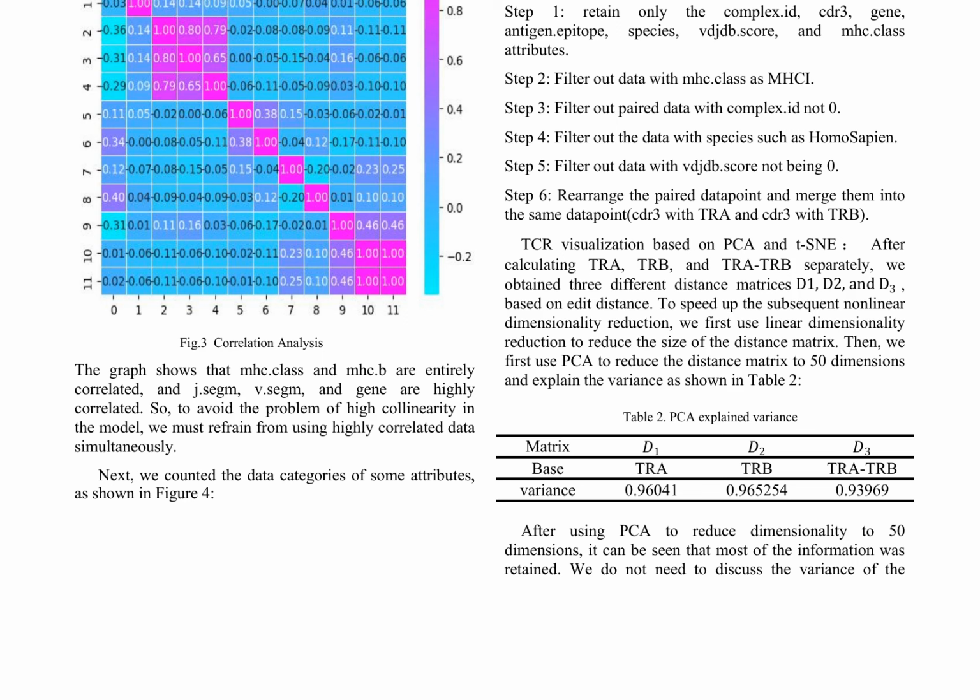Based on this analysis, the pre-processing steps outlined include retaining specific attributes, filtering out data based on MHC, class, species, VDJdb score, and rearranging paired data points into the same data point. The paper also discusses TCR visualization using principal component analysis, PCA, and t-SNE, where three different distance matrices are calculated based on edit distance. Linear dimensionality reduction is applied first to reduce the size of the distance matrix, followed by PCA to reduce the dimensionality to 50 dimensions while retaining most of the information.